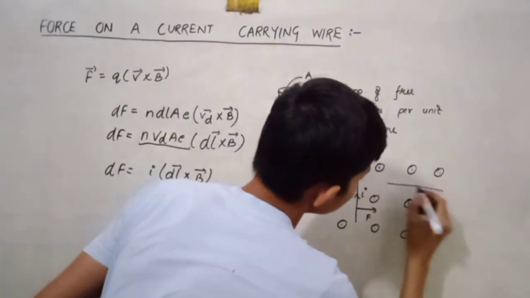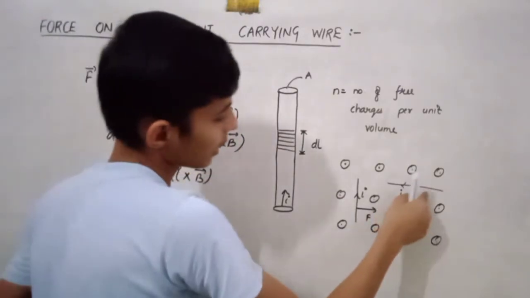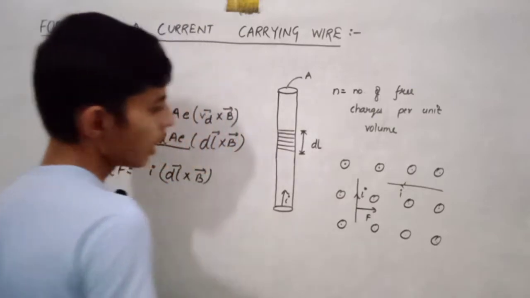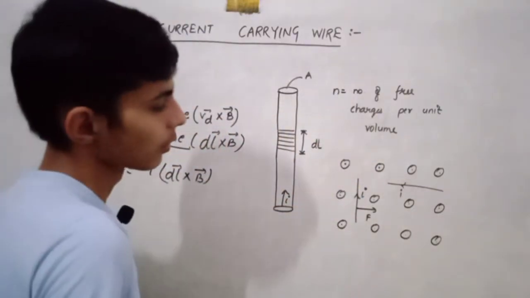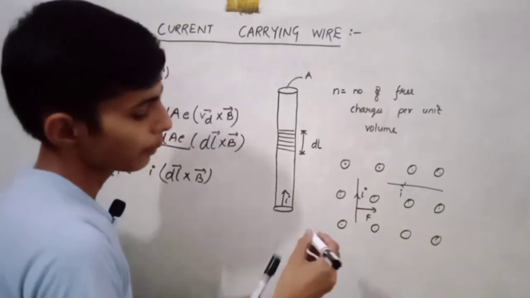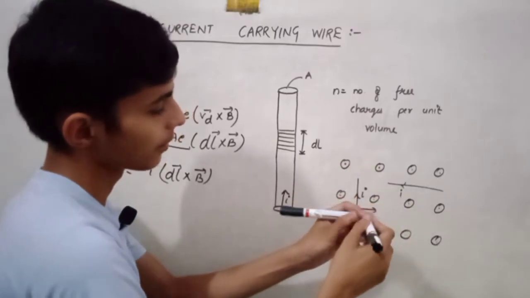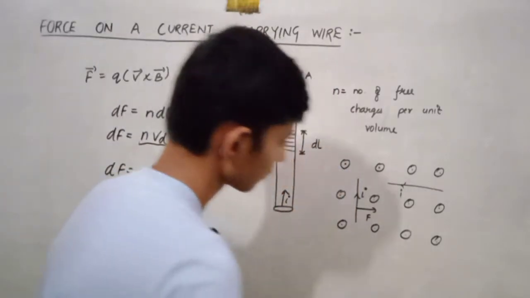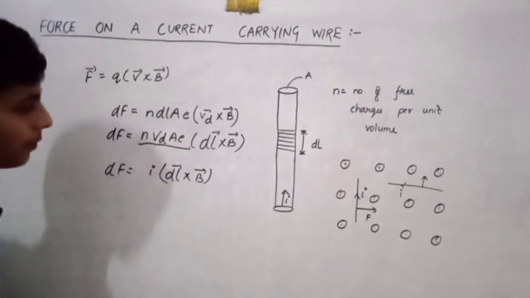Now suppose a wire is present here and it has direction of current from right to left. Then here we have to find the direction of force. So the magnetic field is out of the plane like this, and the direction of current, that is dl, is like this. Now we have to find the force. So the force is upward.